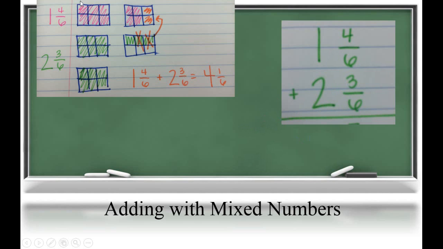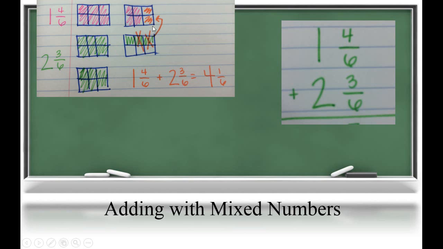You can see we drew 1 whole and 4/6 and 2 wholes and 3/6. And so let's count that up. We have 1, 2, 3 wholes. We can take these 1, 2, 3, 4, 5, 6, 7 sixths, and we can regroup them to make 1 whole and 1/6.